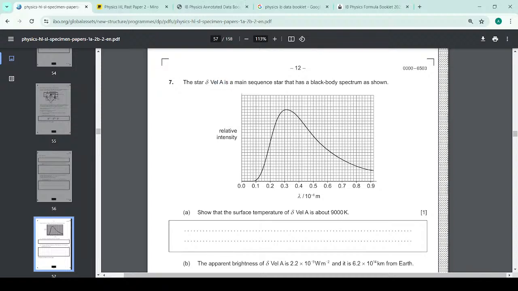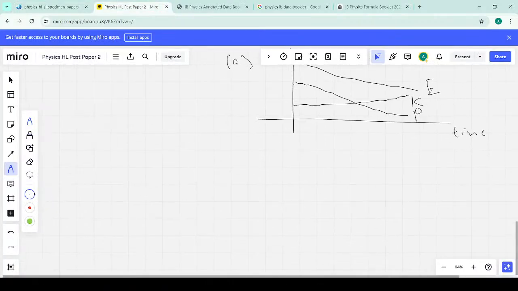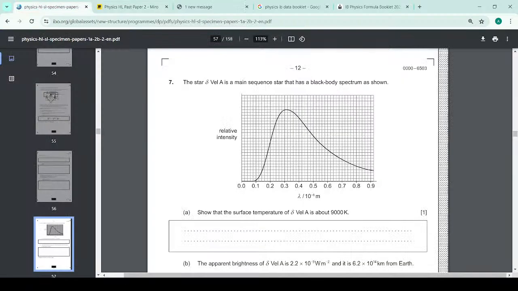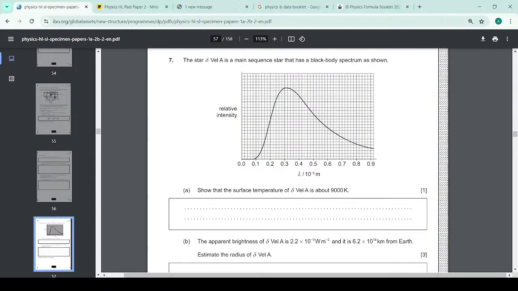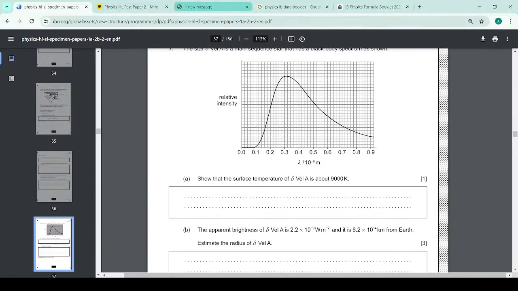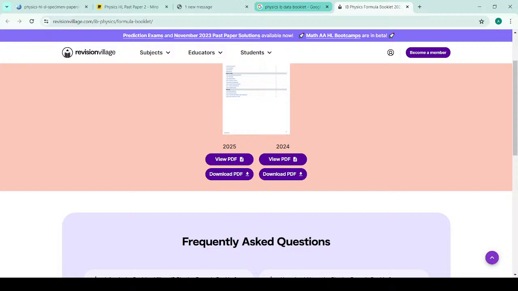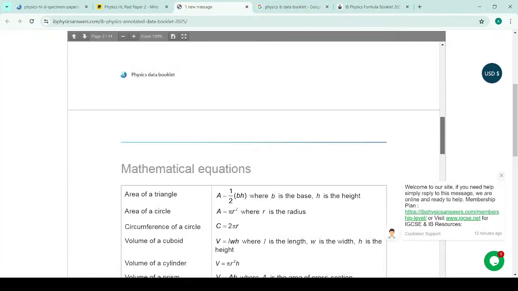Val A is a main sequence star that has a black body spectrum as shown. So this is question 7. Show that the surface temperature of Val A is about 9,000 Kelvin. So we can use Wien's law. Is that what it's called? Wien's law?